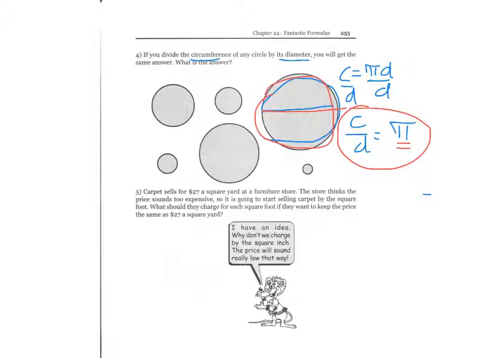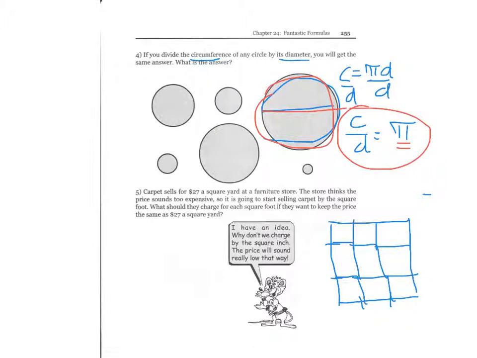Okay, and this last one is a problem you'll see again and again. So if you have a square yard, think about what it means to have square feet. So the yard has 3 feet by 3 feet. So there's a square foot, square foot, square foot, and so on. So there's 9. So the $27, if you're going to go per square foot, it's divided up 9 times. So each square foot is 3.